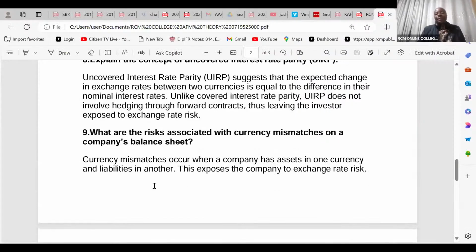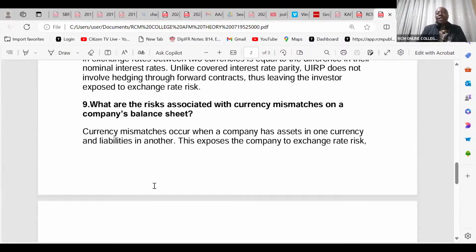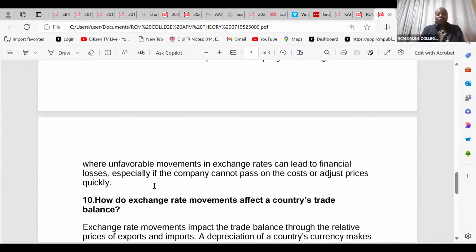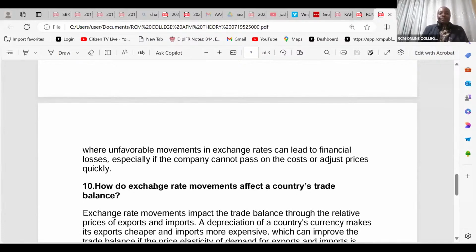So currency mismatches occur when a company has assets in one currency and liabilities in another. This exposes the company to exchange rate risk, where unfavorable movements in exchange rates can lead to financial losses, especially if the company cannot pass on the costs or adjust prices quickly. These we have seen already.